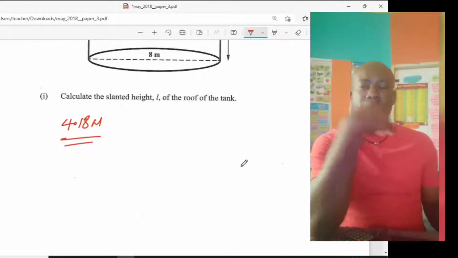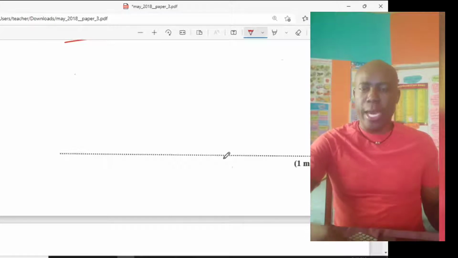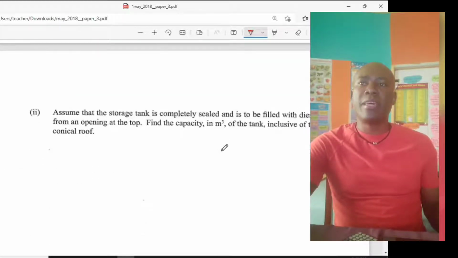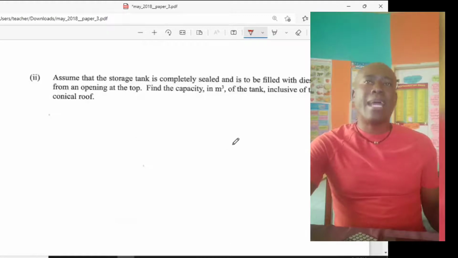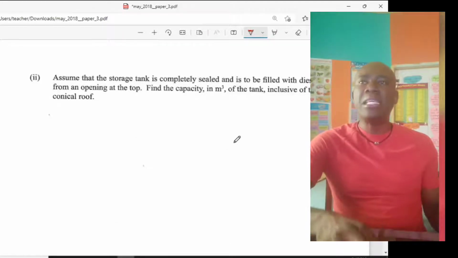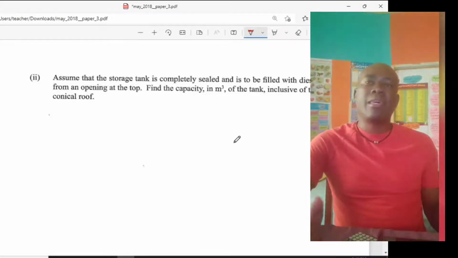All right, let's continue. Let's see what else we have going on. The other question says, assume that the storage tank is completely sealed and is filled with diesel from an opening at the top. Find the capacity in meters cubed of the tank, inclusive of the conical roof.